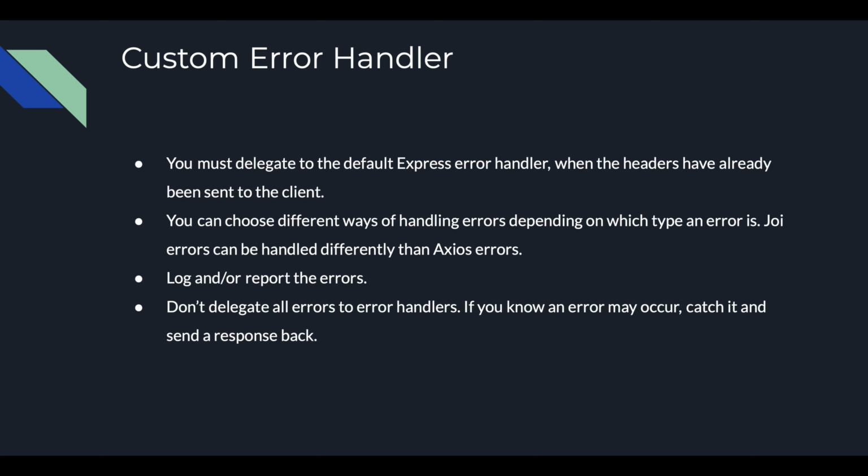Although Express comes with a default error handler, it is a good idea to write your own custom error handler. In your custom error handler, you must delegate to the default Express error handler when the headers have already been sent to the client. You can also choose different ways of handling errors depending on the type of error. For example, Joi errors can be handled differently than Axios errors. A custom error handler is a good place to log and/or report the errors, for example to Sentry.